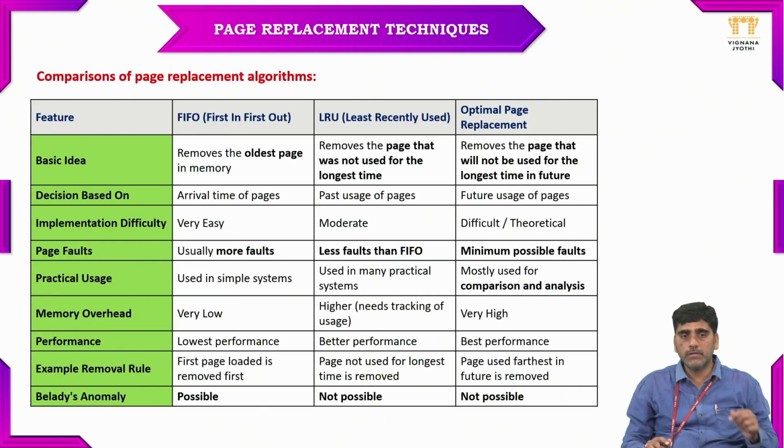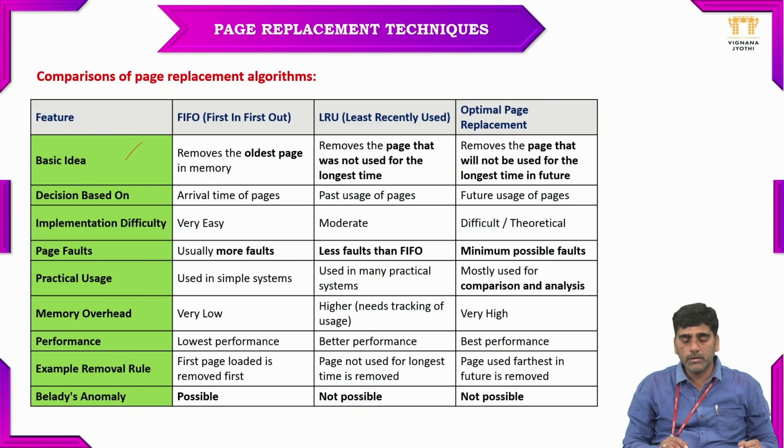Now, comparisons of page replacement algorithms. These are the things: on what idea and what basis we perform these algorithms, what decision each takes, how we can implement it and the difficulty level of the implementation, the number of page faults, practical usage, memory overhead, performance, example removal rule, and Belady's anomaly.